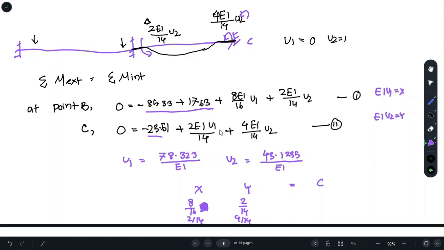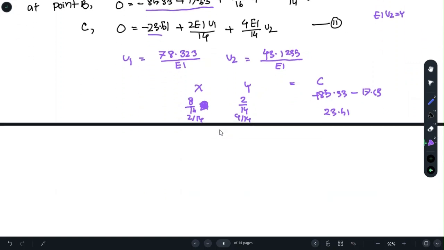So you can solve this equation. Here it is actually plus 85.33 minus 17.63. You have another constant, which is 23.51. You can solve the equations in the calculator. You will get the value 78.323, and you divide it by EI to get u1. You will get another value, 43.1235, and you divide by EI to get u2. So these are our dokis.